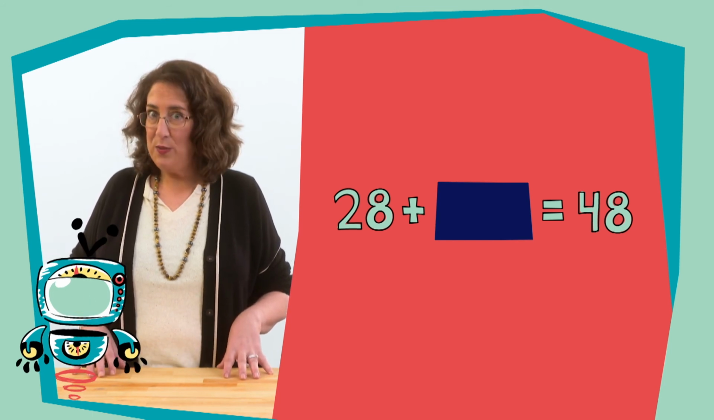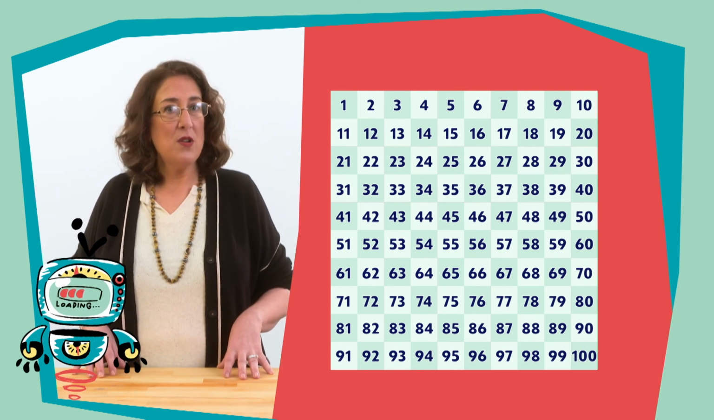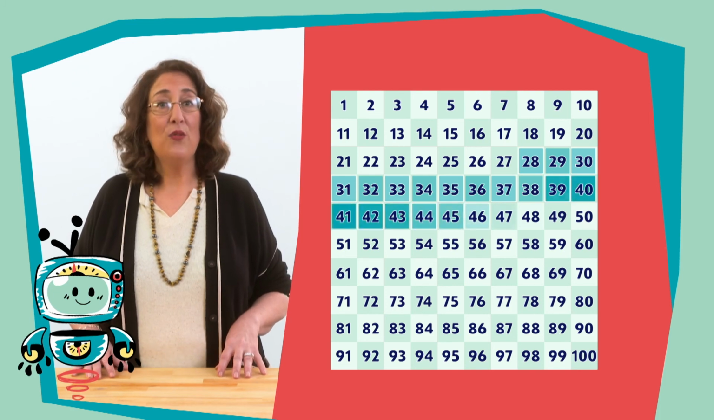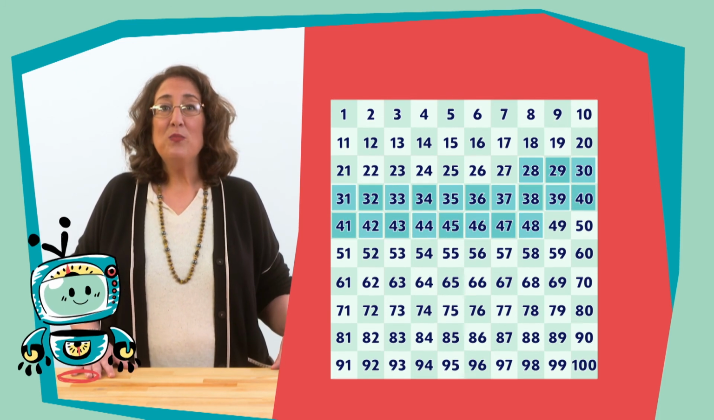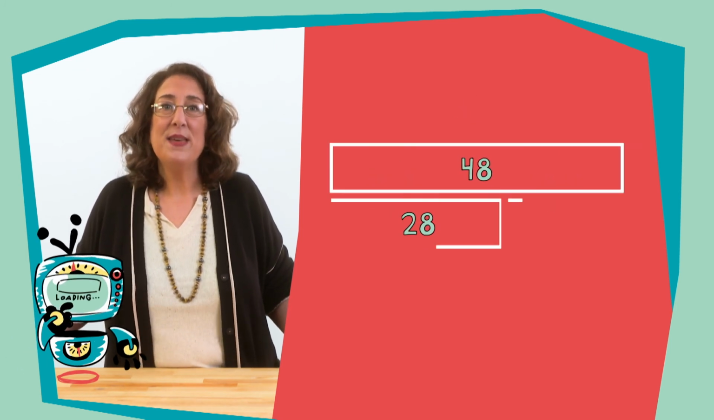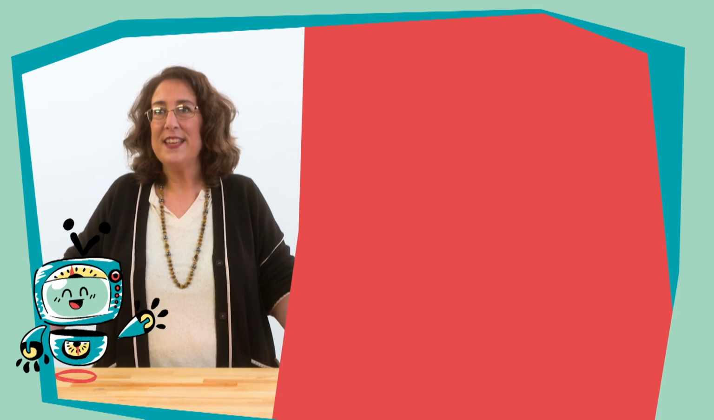Then, we set up an equation to solve for the amount we didn't know. Next, with the help of a 100 board, we skip counted from the partner we knew, 28, to the total, 48. The amount between 28 and 48 represented the missing partner. Skip counting from one partner to the total was an efficient way to find our difference. I just love solving math word problems, and I hope you do too.